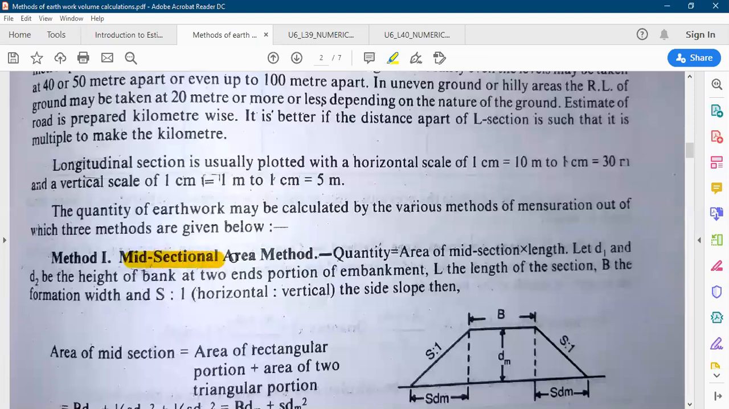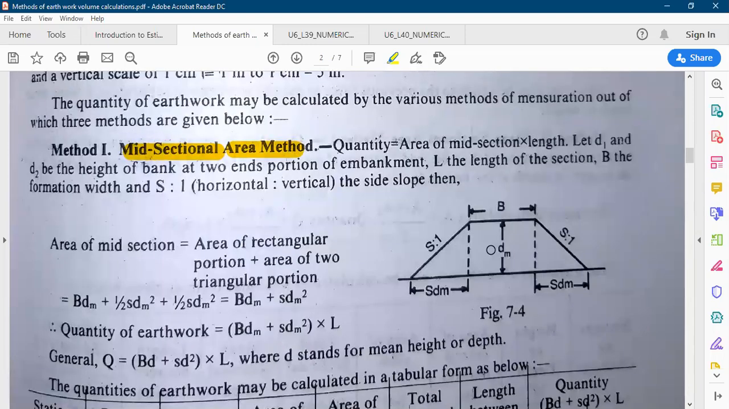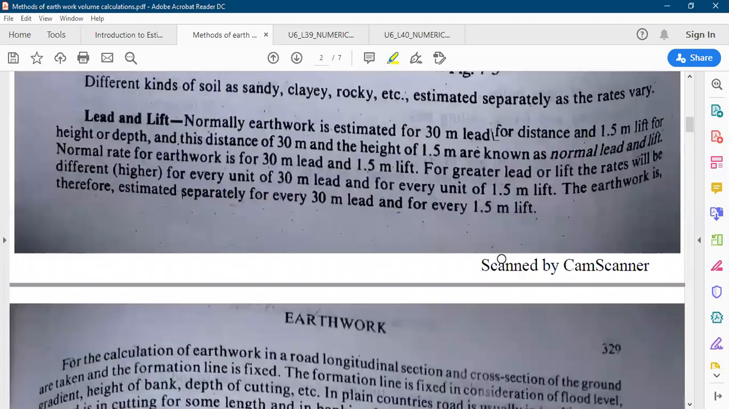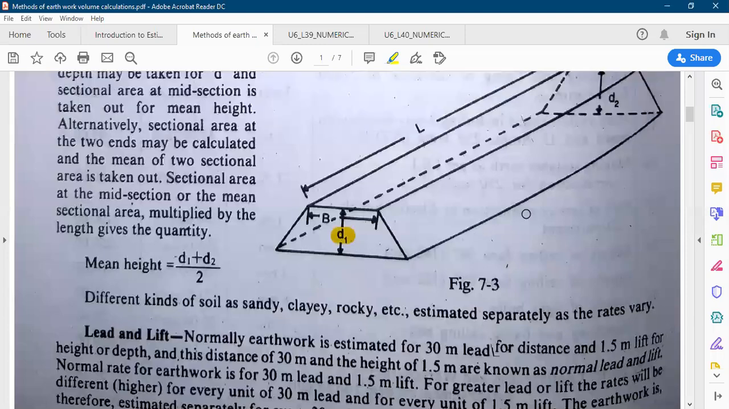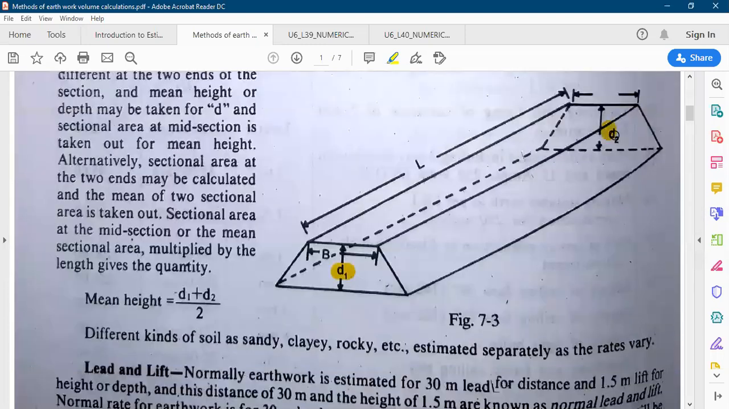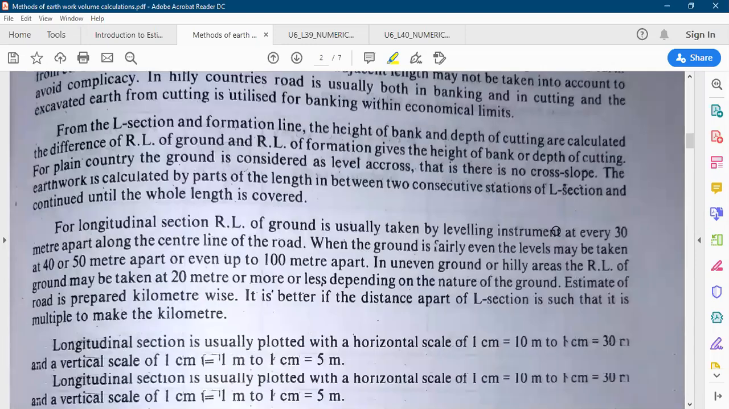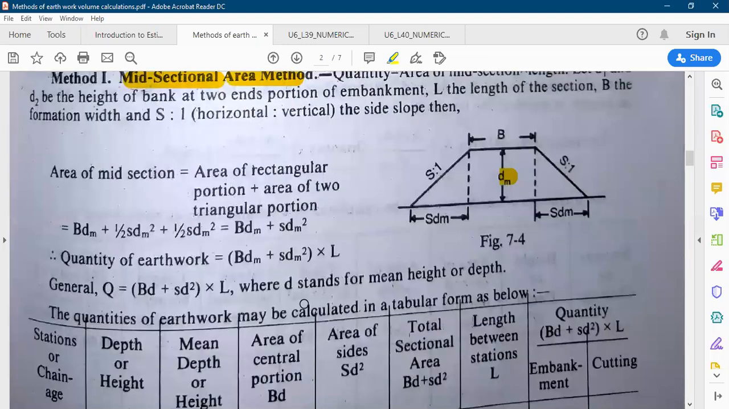Mid sectional area method, here you will be calculating the average depth, right. Here you have seen the depth D1, and here you have seen the depth D2, right. Average of this depth, D1 plus D2 divided by 2, that will give the mid section depth, this is DM, right. Using this depth I can calculate the area of the mid cross section. Substituting that average depth in the same formula, I can get the mid sectional area.